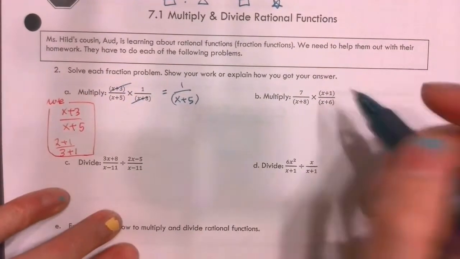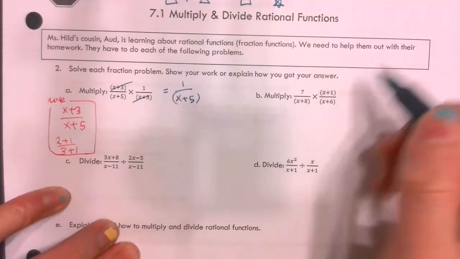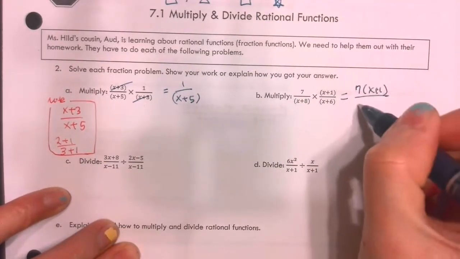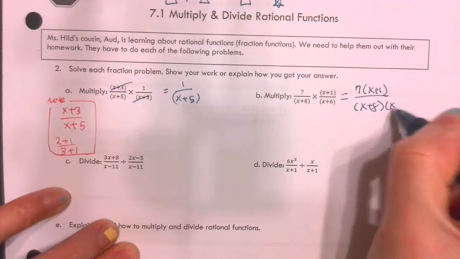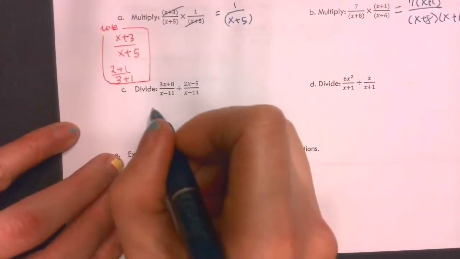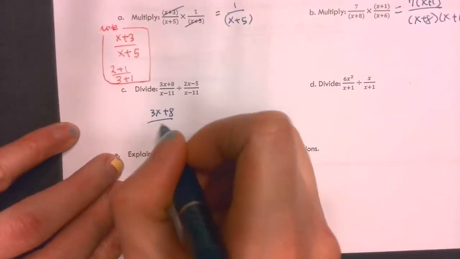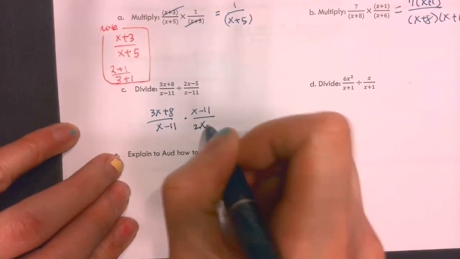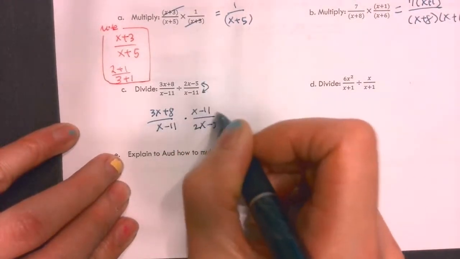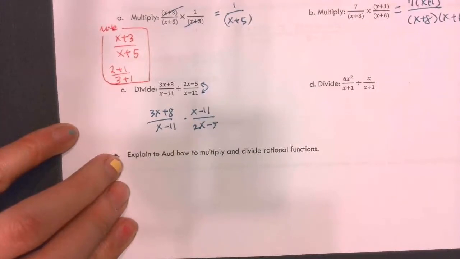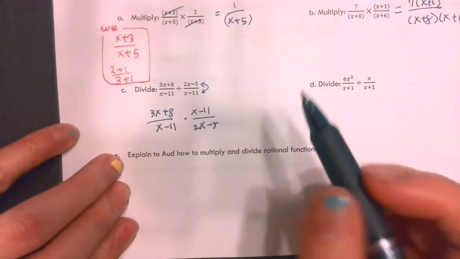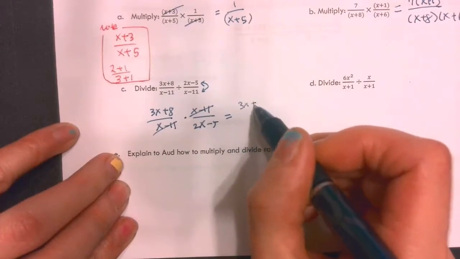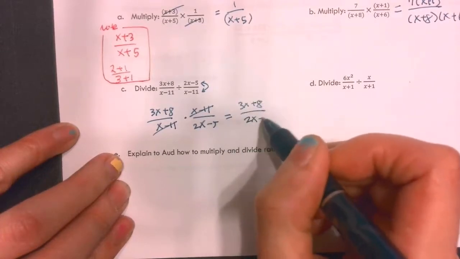Letter B, multiply this. Is there any common factor? I don't see it, so it'll just be multiply across. So 7 times x plus 1 in the numerator, and the denominator is x plus 8 times x plus 6. Divide, just like the top one, the dividing problem becomes multiply by the reciprocal. So do you notice how I flip it, top and bottom? Yeah. Is there any common factor? Yeah. x minus 11 is a factor of both the top and the bottom. So it's going to be 3x plus 8 over 2x minus 5.